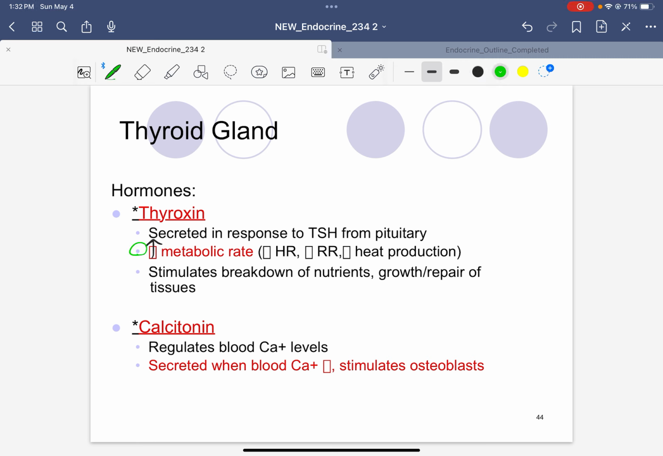If someone has hypothyroidism, what does hypo mean? More or less? Hypo means less. So hypothyroidism means that the thyroid is not producing enough hormones. If we don't have as much of this hormone, our metabolic rate goes down. These people will feel tired a lot of the time. They will be prone to gaining weight because their metabolic rate is slowed down.